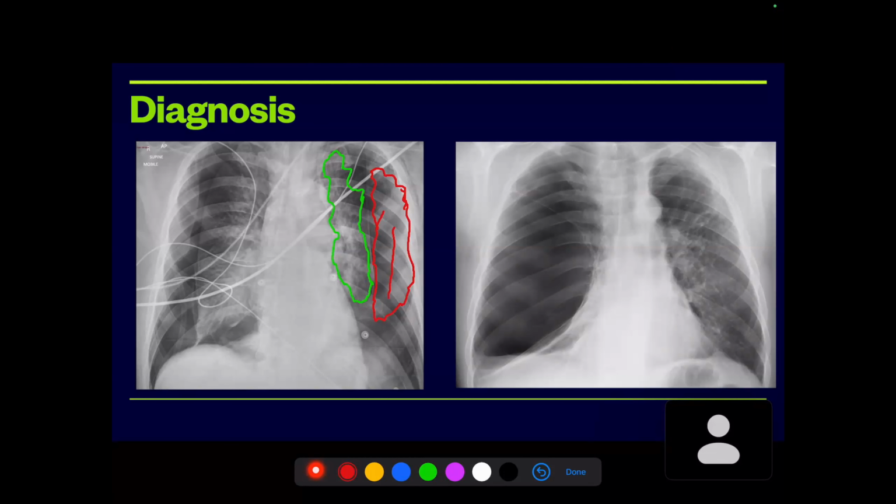Yes, the presence of the visceral pleural line. Yes, yes, you target this line, yeah.